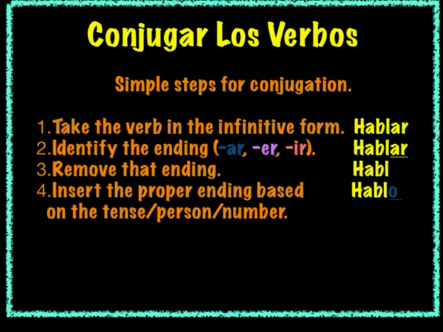And step 4, insert the proper ending based on the tense, person, and number. For this example, I've chosen simple present tense, first person singular. Therefore, I add O and I get hablo. All right? Let's move on.